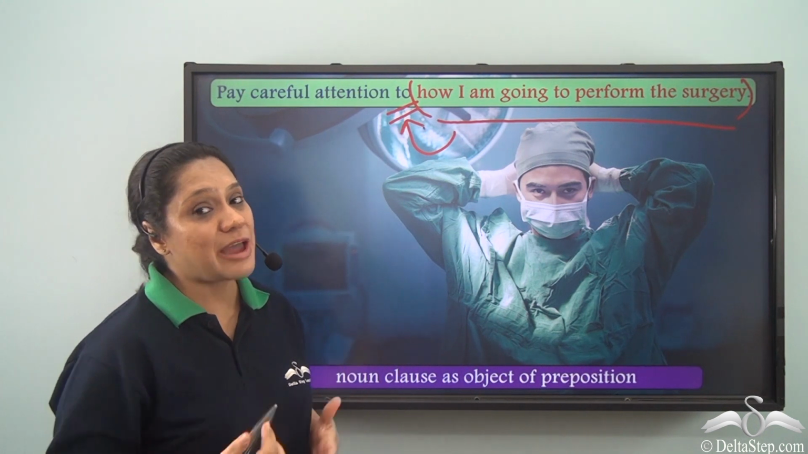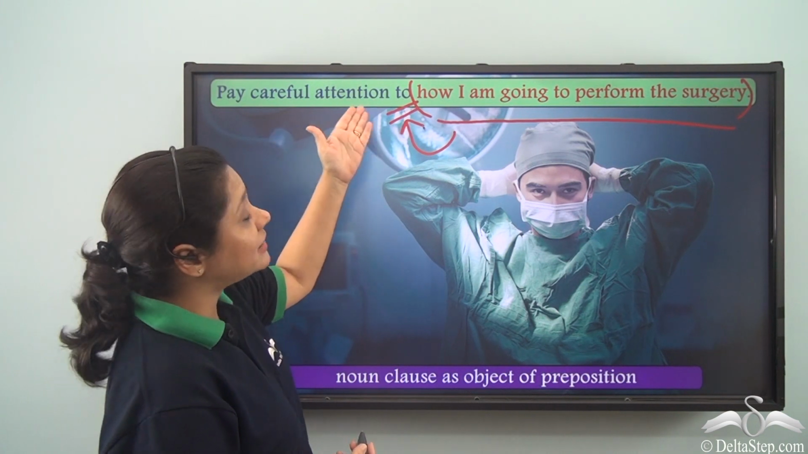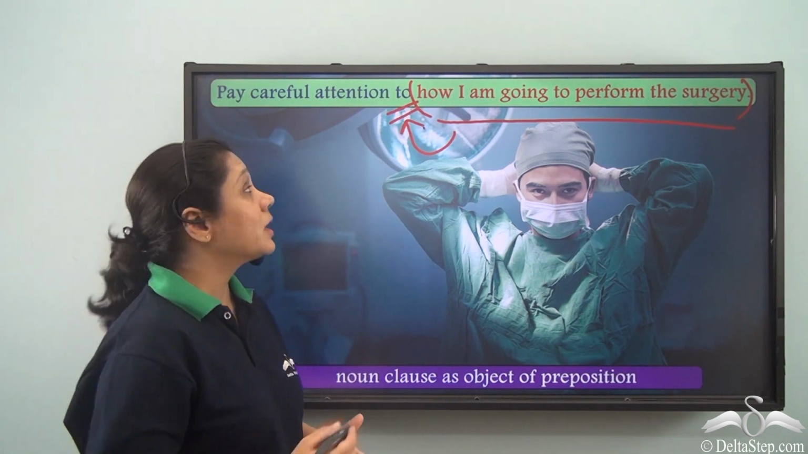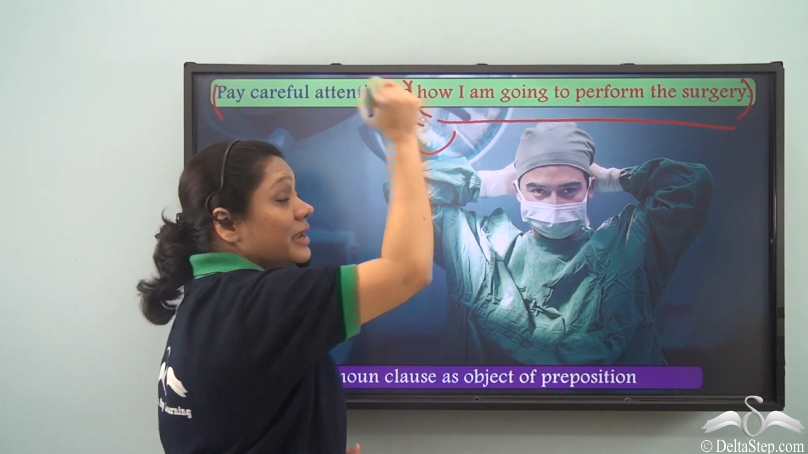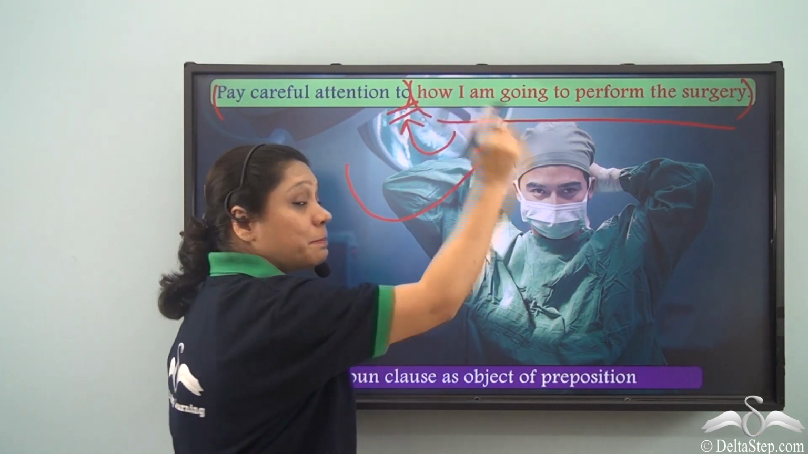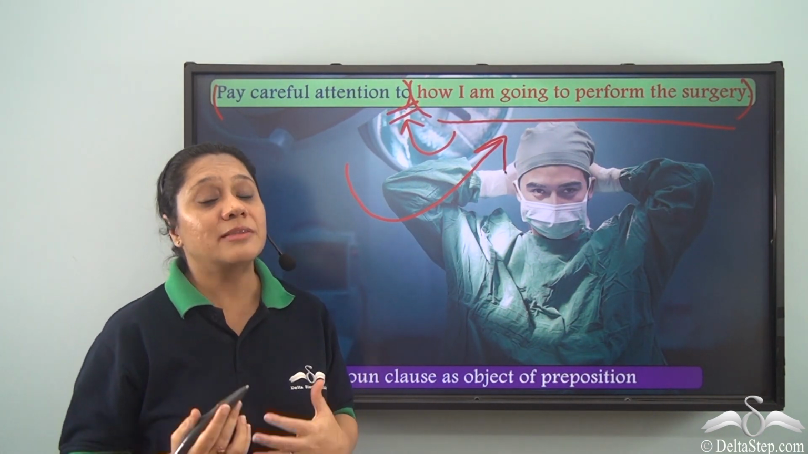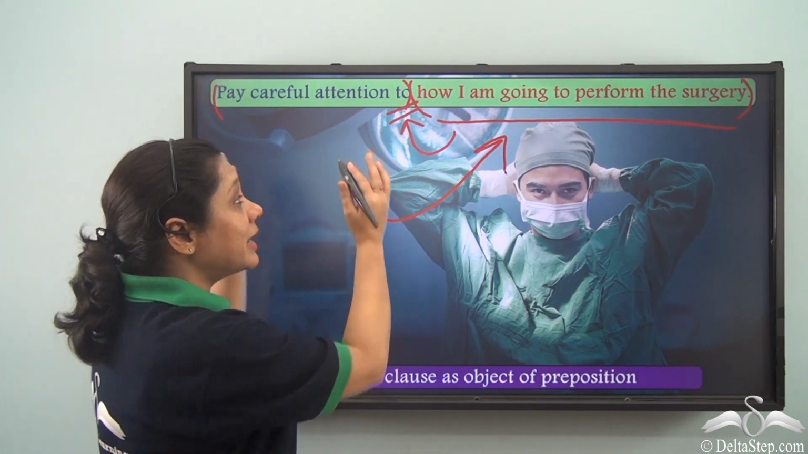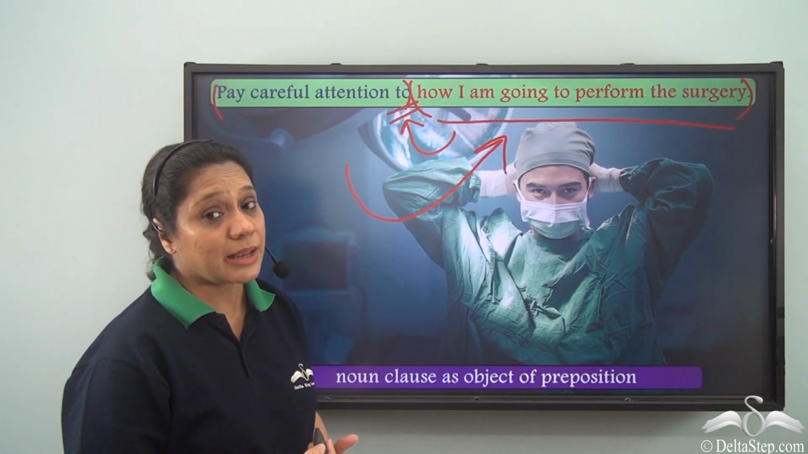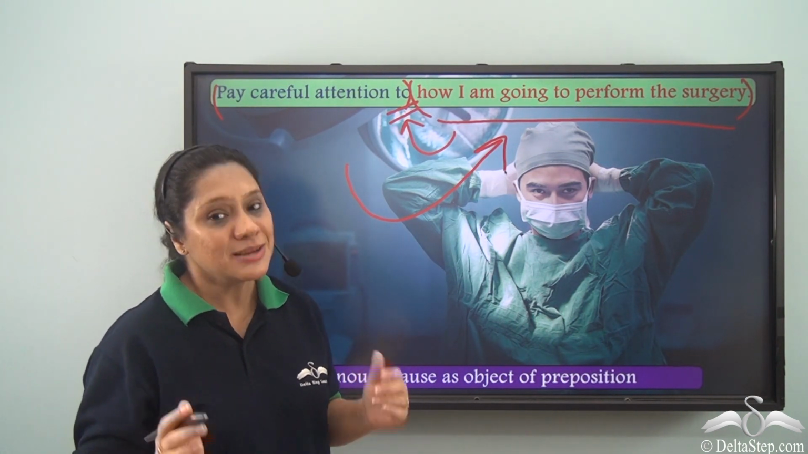Now, if you notice carefully, what do we see? We see that pay careful attention to is not making complete sense on its own. Pay careful attention to is the independent clause here, which needs the dependent clause to complete its sense. So sometimes in the case of noun clauses, the independent clause needs the dependent clause to complete its meaning. That is because noun clauses are an essential part of the sentence.